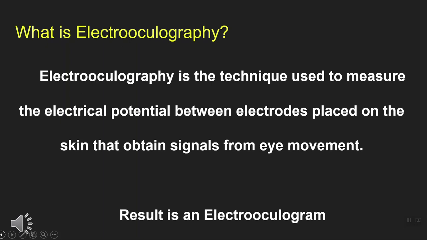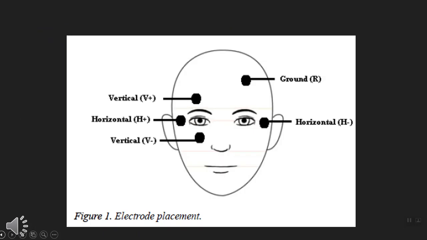Electrooculography is the technique used to measure the electrical potential between electrodes placed on the skin that obtains signals from eye movement. The result is called an electrooculogram. Electrooculograms can be recorded through vertical or horizontal eye movement. Later in this video, we will be observing a circuit that takes in an electrooculogram, and it will be using horizontal for reference.